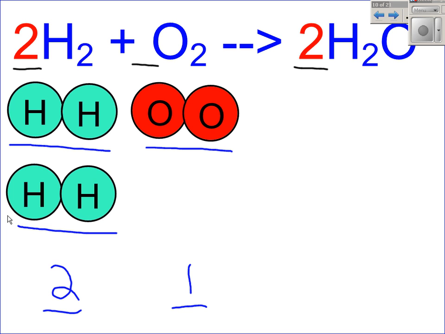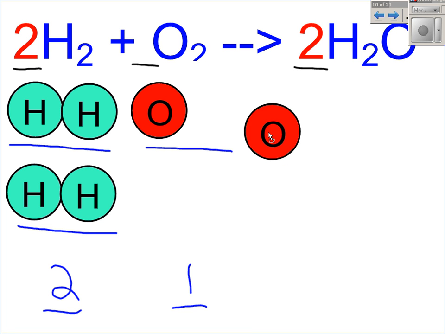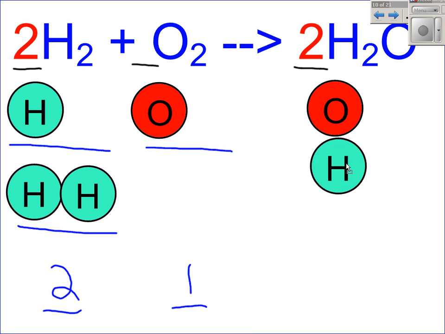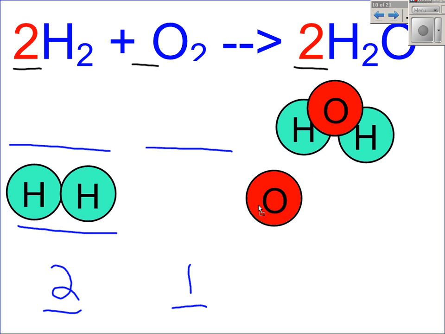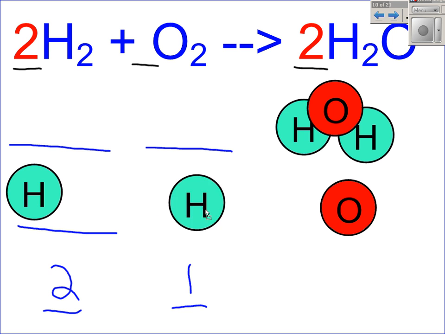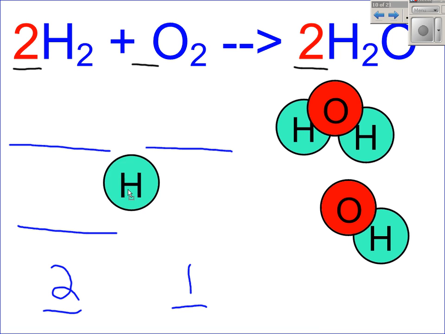Well, let's see if that's the case. Let's rearrange the atoms and see if it creates the perfect amount of waters. Since H2O is 2 hydrogens and 1 oxygen, let's go ahead and create those. There's my 1 oxygen, and 2 hydrogens would rearrange to make 1 water molecule. Let's see if we can do that again. There's another oxygen, and let's see if we can attach 2 hydrogens to it.